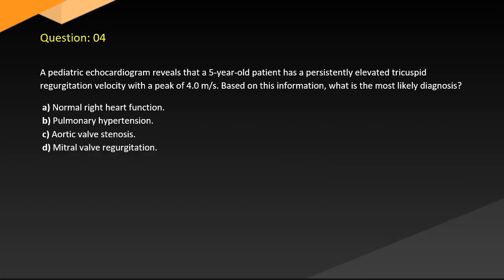Question 4. A pediatric echocardiogram reveals that a 5-year-old patient has a persistently elevated tricuspid regurgitation velocity with a peak of 4 meters per second. Based on this information, what is the most likely diagnosis? A. Normal right heart function. B. Pulmonary hypertension. C. Aortic valve stenosis. D. Mitral valve regurgitation.